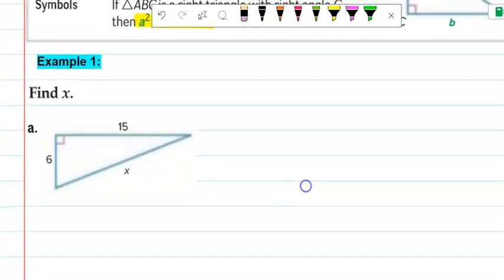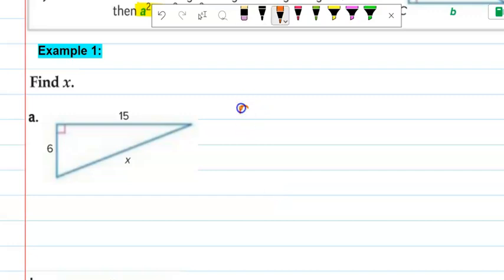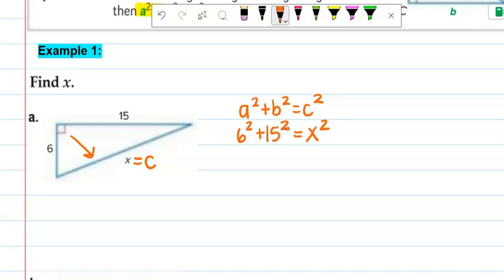All right, so let's do an example here. We always have A squared plus B squared equals C squared. The two smaller sides are going to be A and B. Doesn't matter which one we deem those. But the longest side, always opposite that right angle, is our hypotenuse, and that's going to be C. So we can already see that X is going to be our C. The other two really don't matter. We can put 6 in for A, 15 in for B, and then we're going to go ahead and solve.